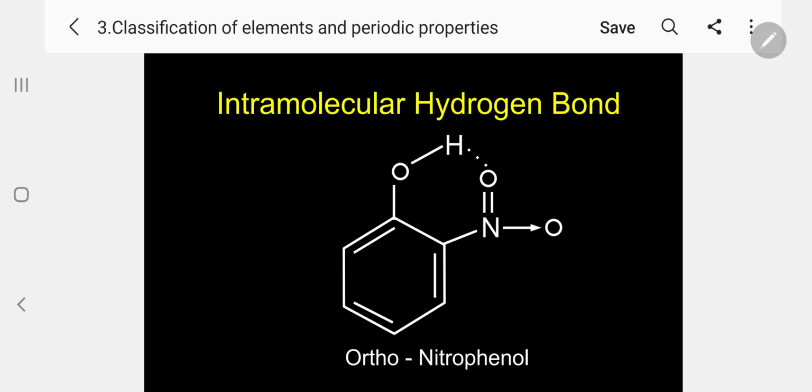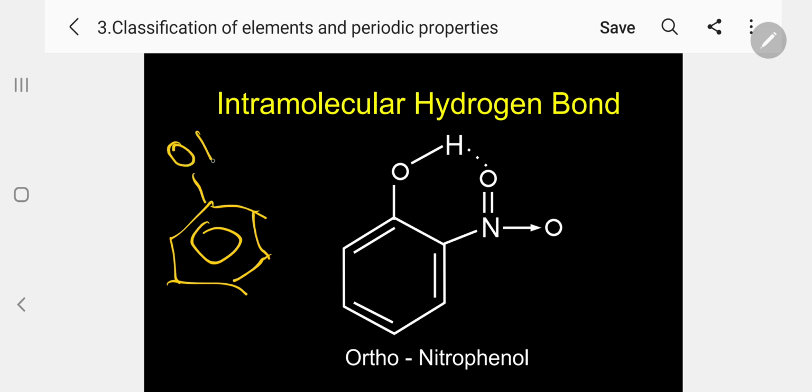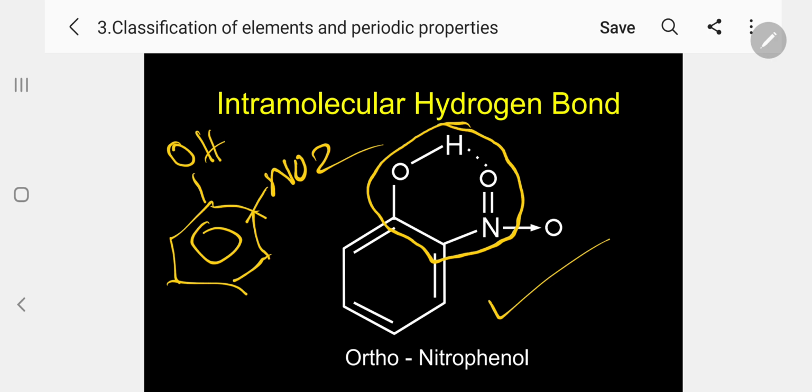So this is an intramolecular hydrogen bond example, orthonitrophenol. This is an organic compound, a benzene ring. This is phenol. This is NO2, orthonitrophenol. So in order to show the hydrogen bond, I am writing in this method. See here, it's a 6-membered ring. Now this hydrogen, kindly follow, is placed between these two oxygens. But here, between this oxygen and this hydrogen, there is no bond. So this is now a hydrogen bond. But this is within a molecule, so this is called intramolecular hydrogen bond.